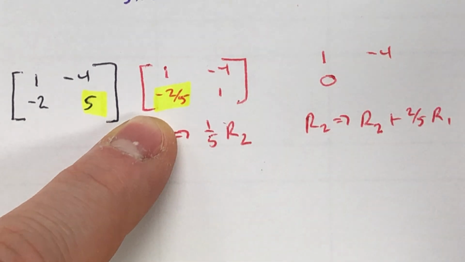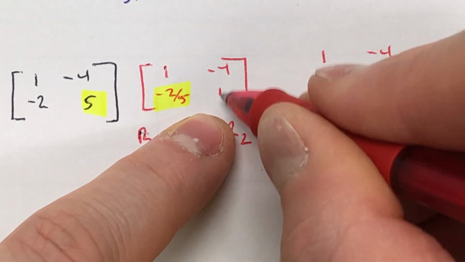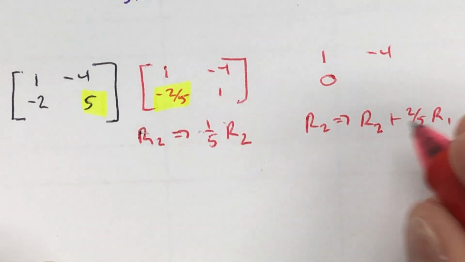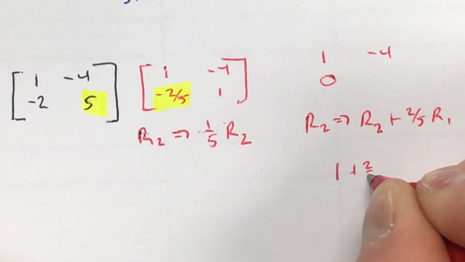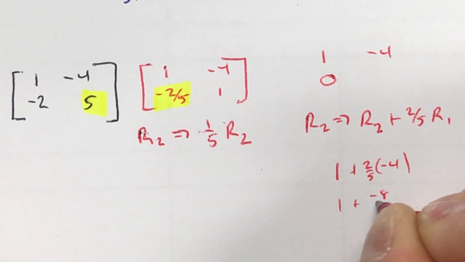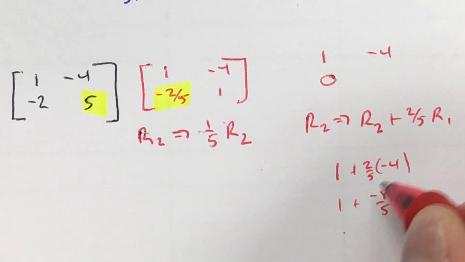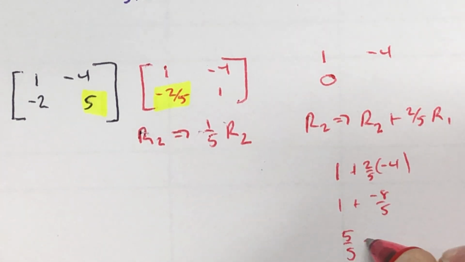I have now canceled out that successfully, but I will have to add 2/5 of 4 to 1, which means 1 plus 2/5 of negative 4. That's going to be 1 plus negative 8/5, which is going to be 5/5 minus 8/5, which is negative 3/5.